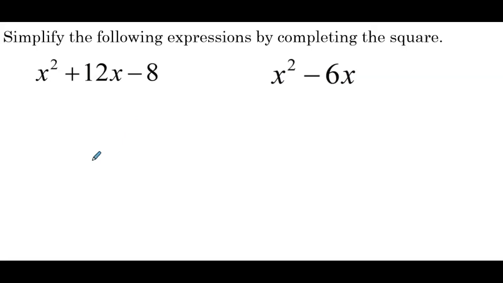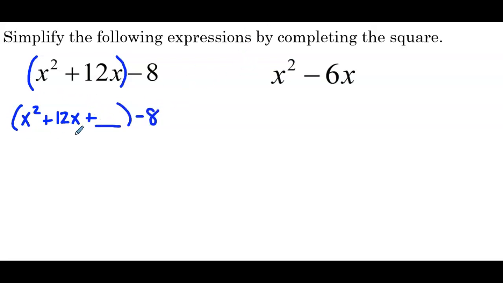Our first example is x squared plus 12x minus 8. So we get to practice the technique we just looked at. Our first step is to put a set of parentheses around the x squared and the x term. Next, I would rewrite it so we have more room inside of the parentheses. So x squared plus 12x plus some value, minus 8.